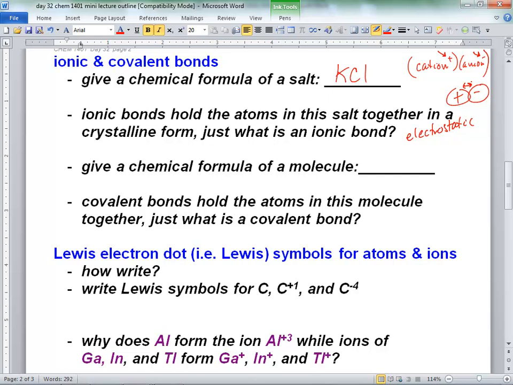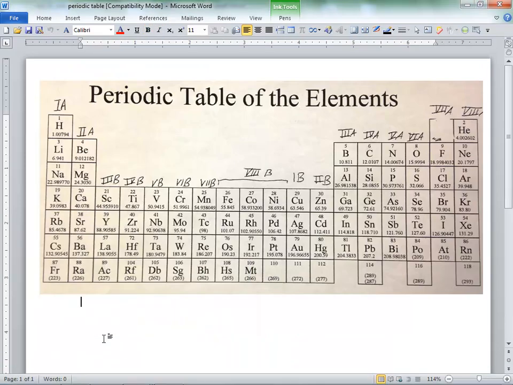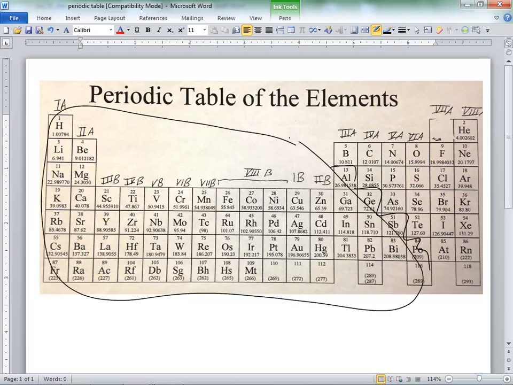Remember where the nonmetals are? I wish we had that step ladder thing going. It kind of goes along here somewhere. So all of these are what? Metals. They all form cations. They're all positive. So here are our anions, or our nonmetals. Just pick them, throw them together.